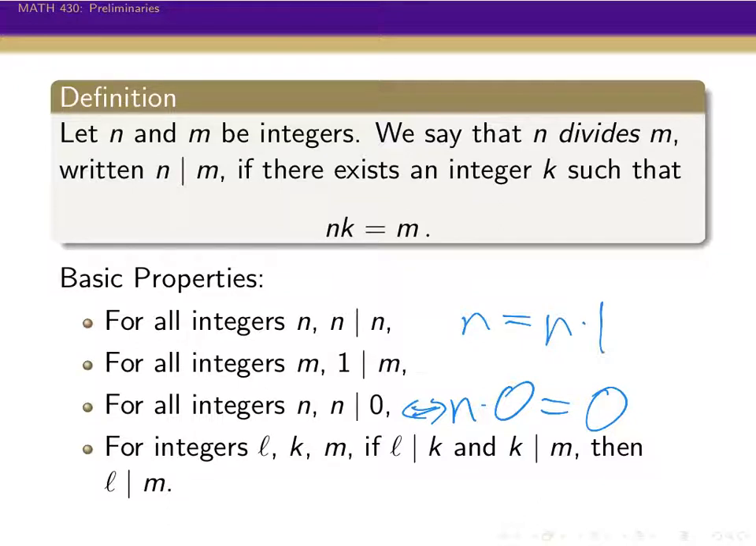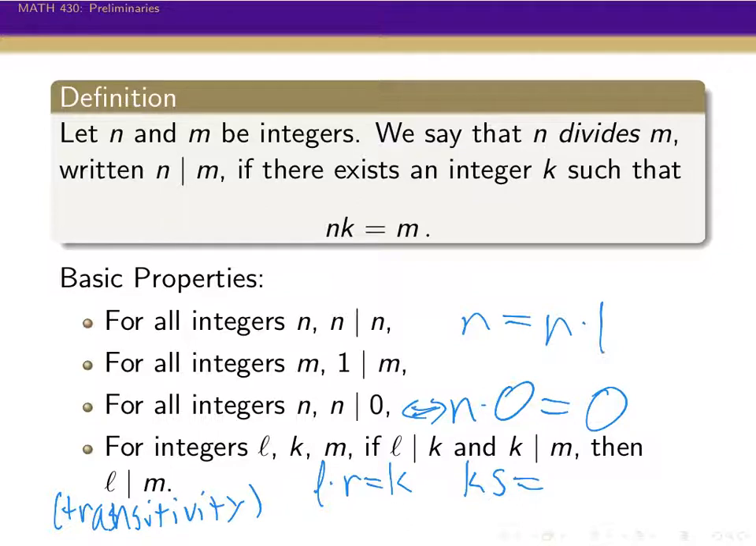Lastly, if L divides K and K divides M, then that means that L is going to divide M as well. This property is often called transitivity. And a quick reason for this: if L divides K, that means L times R is equal to K. If K divides M, that means there's some S such that K times S gives M. Then just substituting in, L times R, which is K, multiplied by S gives me M. So L times RS gives me M, and RS is an integer, and that tells me that L divides M.